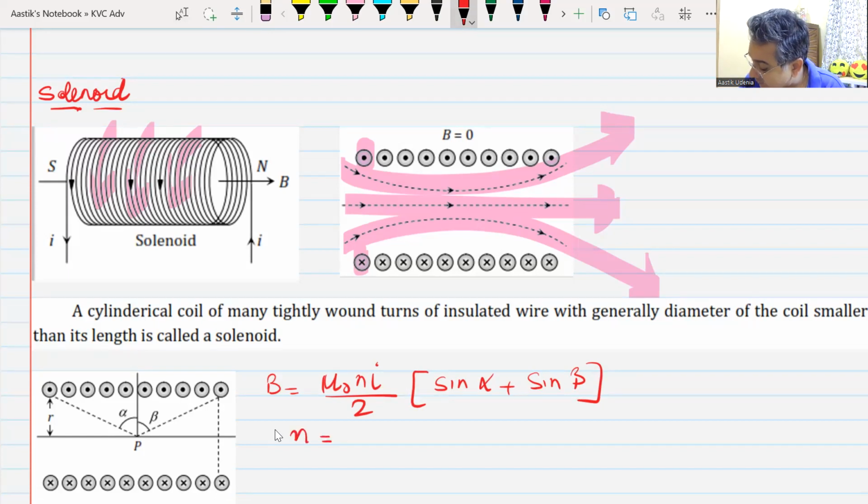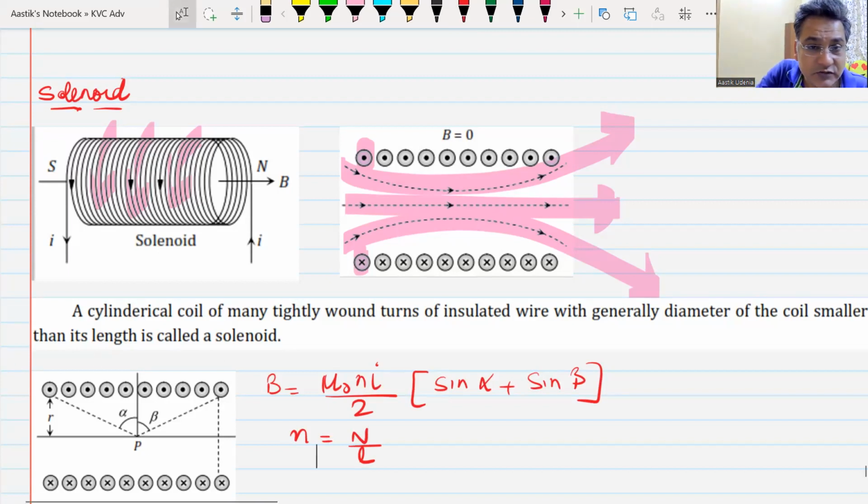Here n is the number of turns per unit length. It has got a large number of turns. n is the number of turns per unit length. Do we understand this? Yes, sir. This is the magnetic field due to a solenoid. I'll give you 2 minutes to note this down.